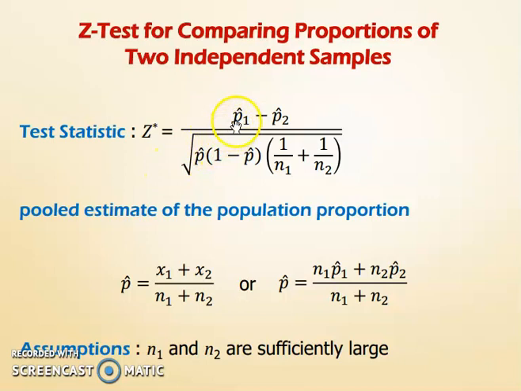If you look at the P hat here, what is P hat? P hat is (x1 plus x2) over (n1 plus n2), or we are using this P hat, which is the pooled estimate of the population proportion, (n1 P1 hat plus n2 P2 hat) over (n1 plus n2).